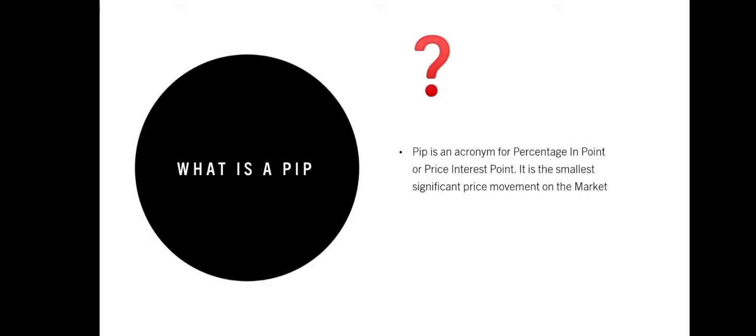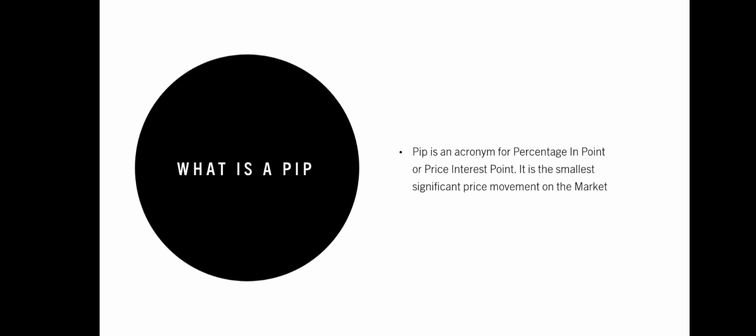So what is a PIP? PIP is an acronym for percentage in points or price interest point. It is the smallest significant price move on the market. Okay, so the word PIP is an acronym for percentage in points or price interest point, and what it essentially means is that it is the smallest significant price move. Okay, it is the smallest considerable price move on a currency quote.